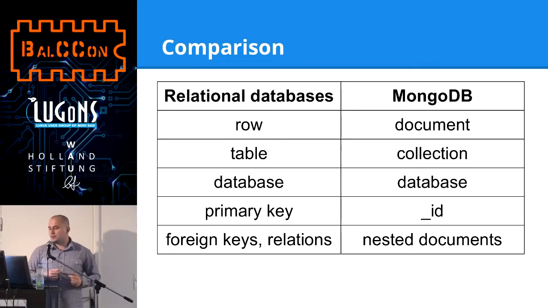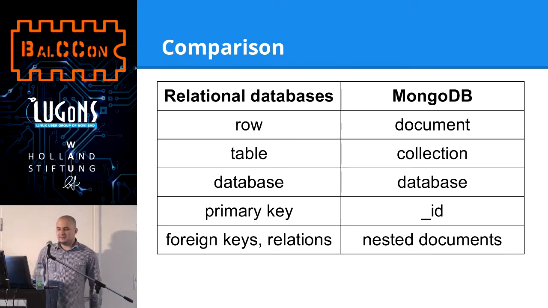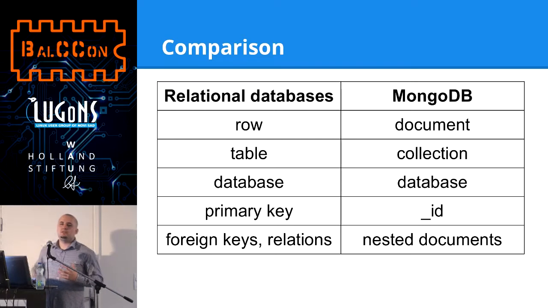As in the SQL world, collections are grouped into databases. There is some implementation of a primary key, which is the underscore ID field. And because there are no relations between collections inside of a single database, there are a few ways to model your data, and one of those ways is to use nested documents. So basically, a document inside of another document is similar to foreign key relations in the SQL world.